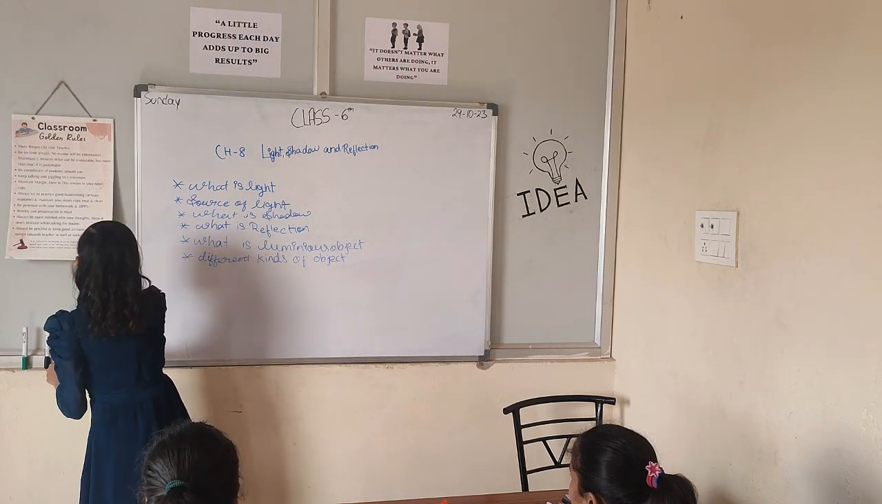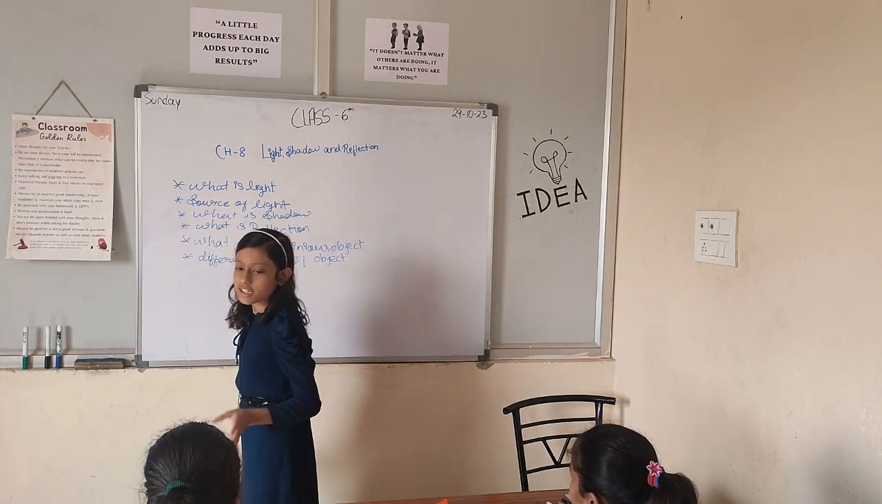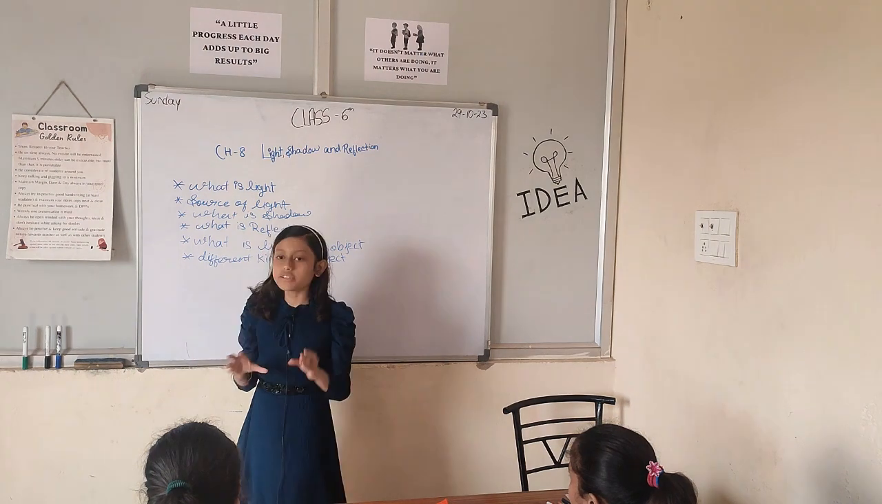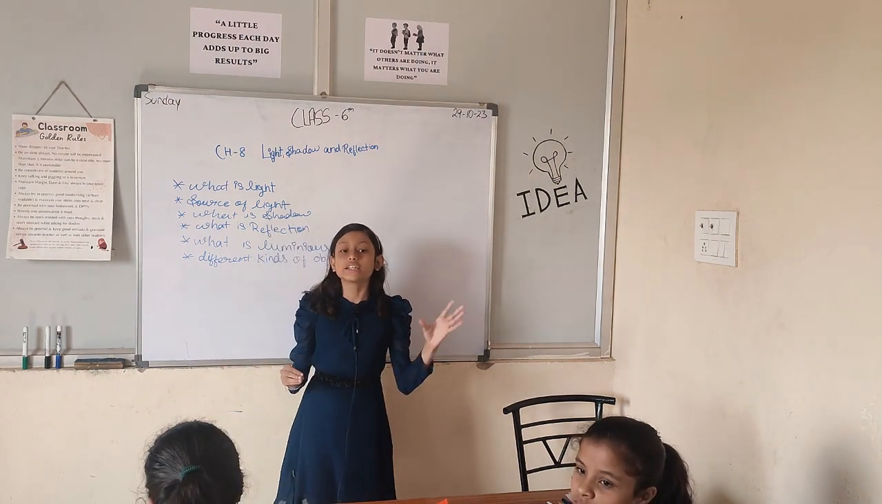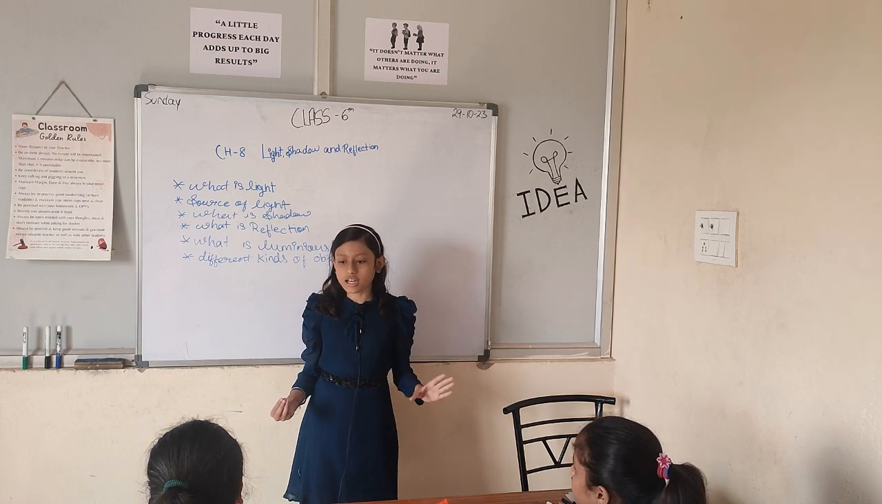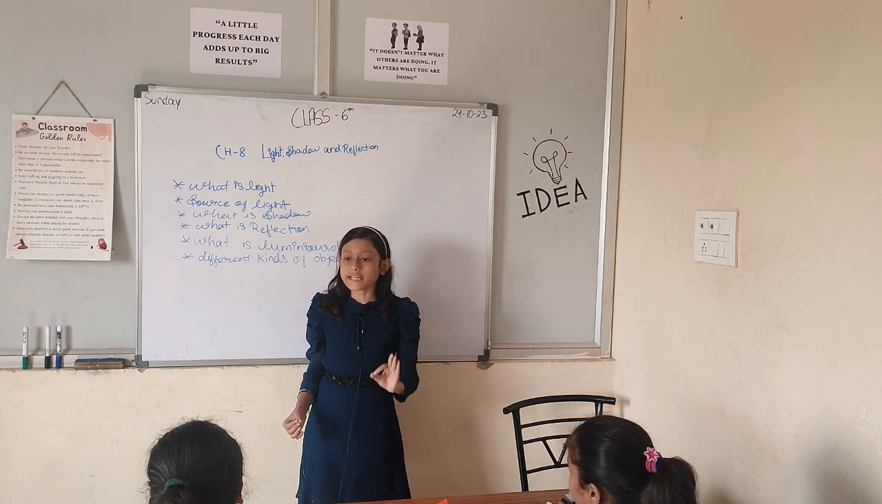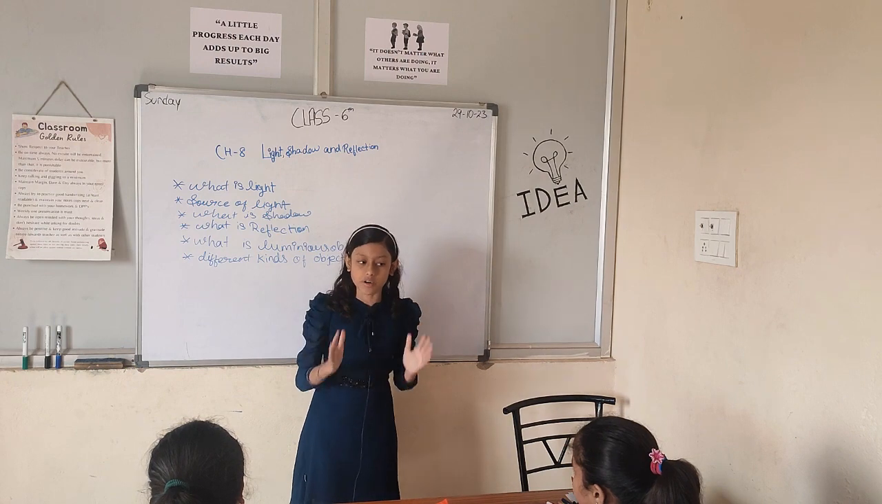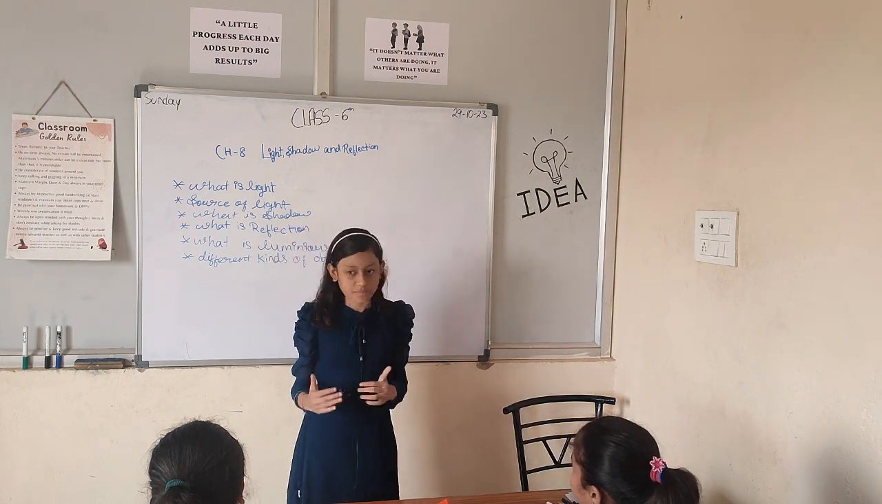So first we will discuss what is light. Light is a very important thing in human life which enables us to see anything in a dark room or any darker place. Light is very important to see or observe any object.